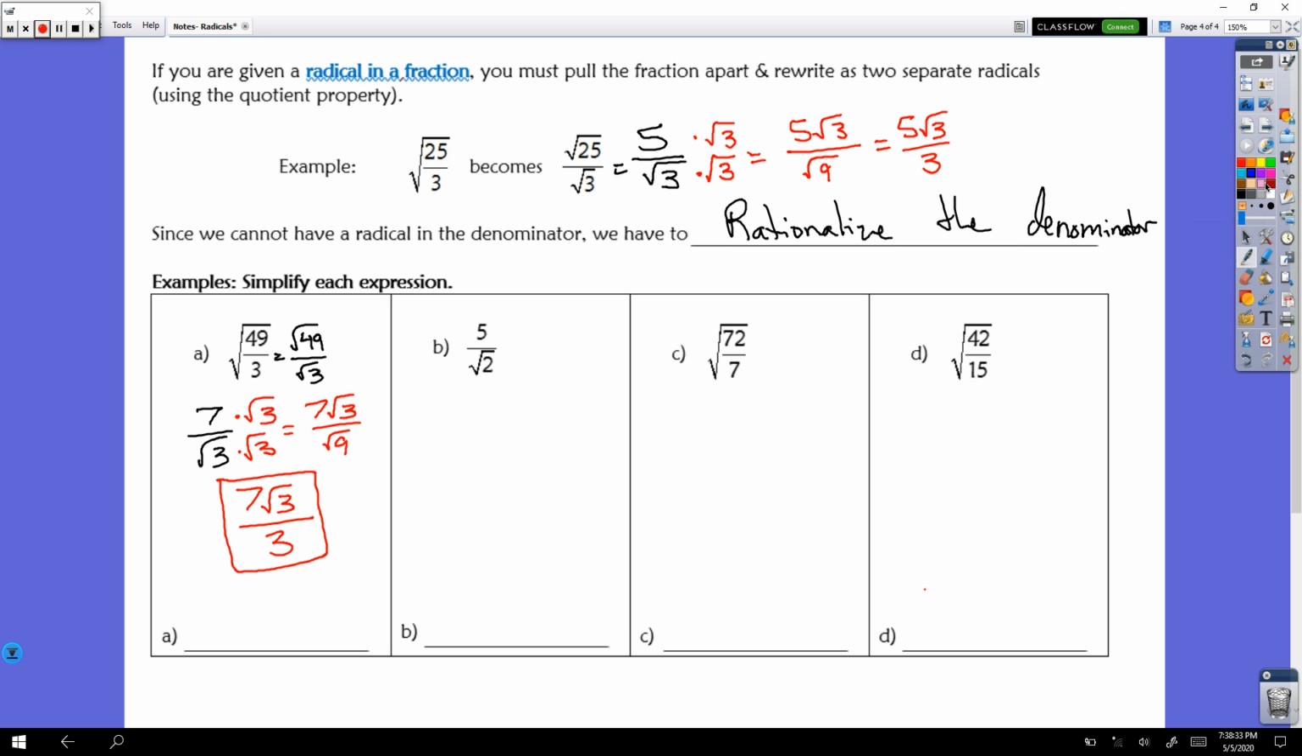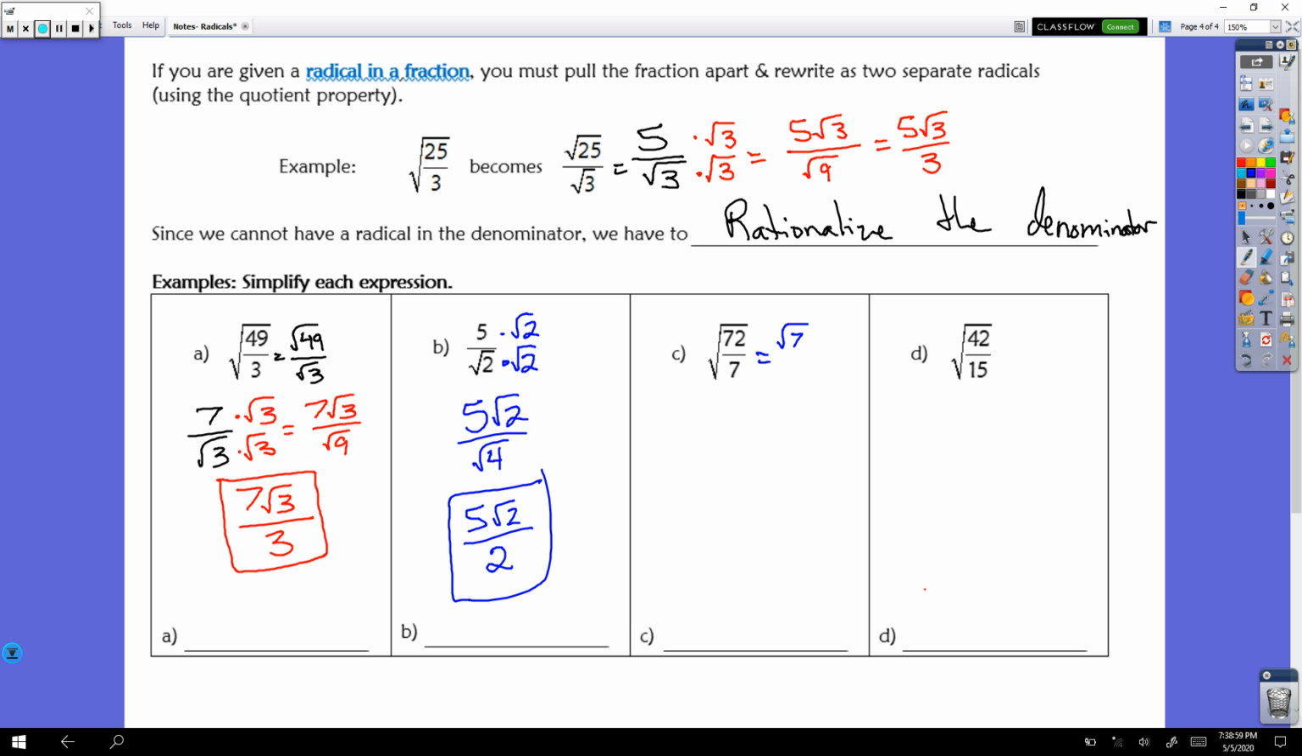So, I need to multiply top and bottom by square root of 2. So on top, we have 5 root 2. On bottom, we have the square root of 4, which would leave me with 5 root 2 on top and 2 on the bottom. Okay. Now, we're starting to get into some bigger numbers on top and bottom. So let's go ahead and split it.